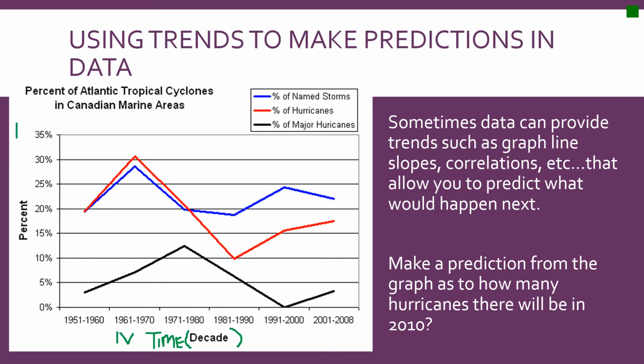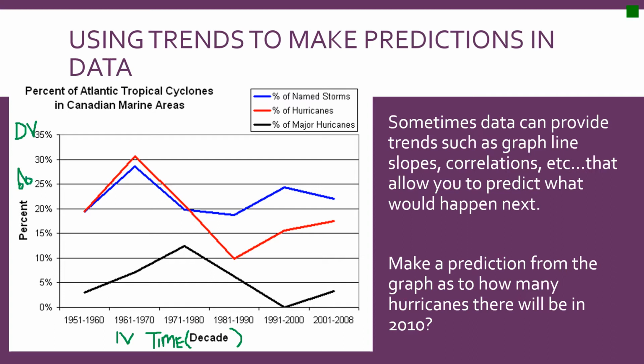My dependent variable over here on my y-axis is taking a look at the percentage of these storms during this particular time period from 1951 to 2008. Percent, of course, would be the variable, and I would say that the unit is also percent.